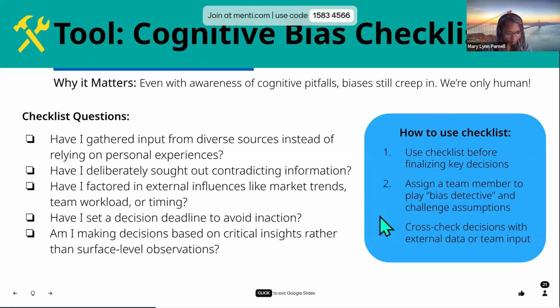All right. Next tool is the cognitive bias checklist. You say that like 20 times fast. What's the cognitive bias checklist?